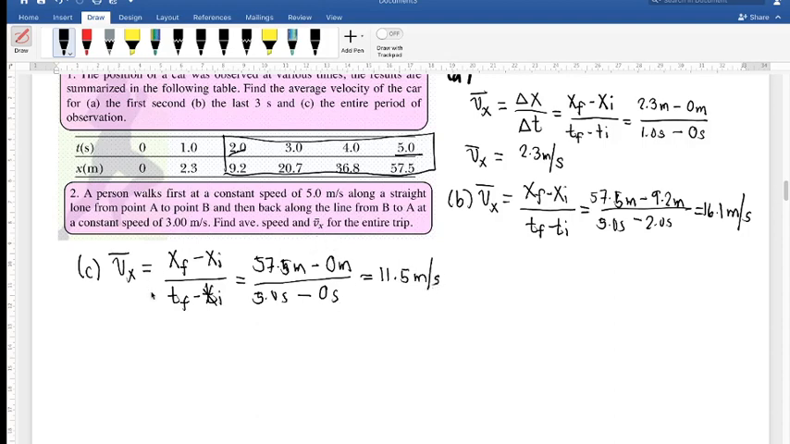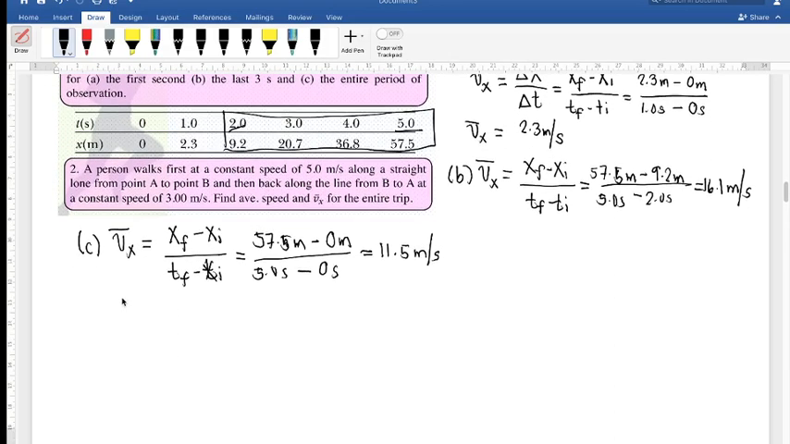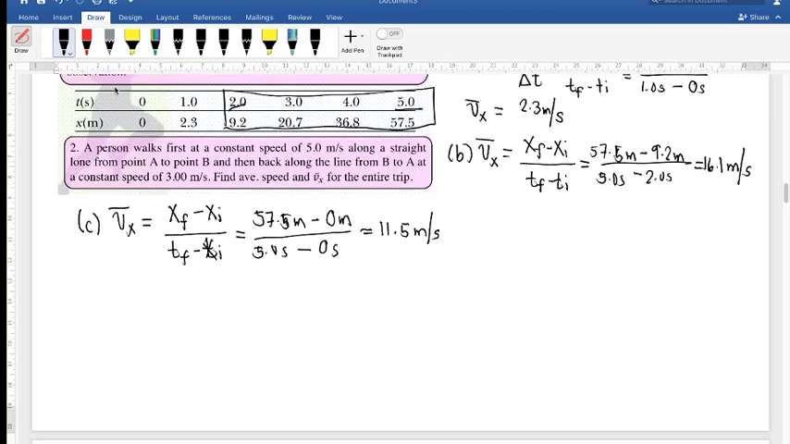So that is number 1, with parts A, B, and C, using the table sa gihatag here below. So number 2. A person walks first at a constant speed of 5 meters per second along a straight line. So this is a line from point A to point B. So yung initial point mo is si point A, tapos si final point mo is si point B. And then back along the line from B to A. So balik siya from B to A at a constant speed na of 3 meters per second.